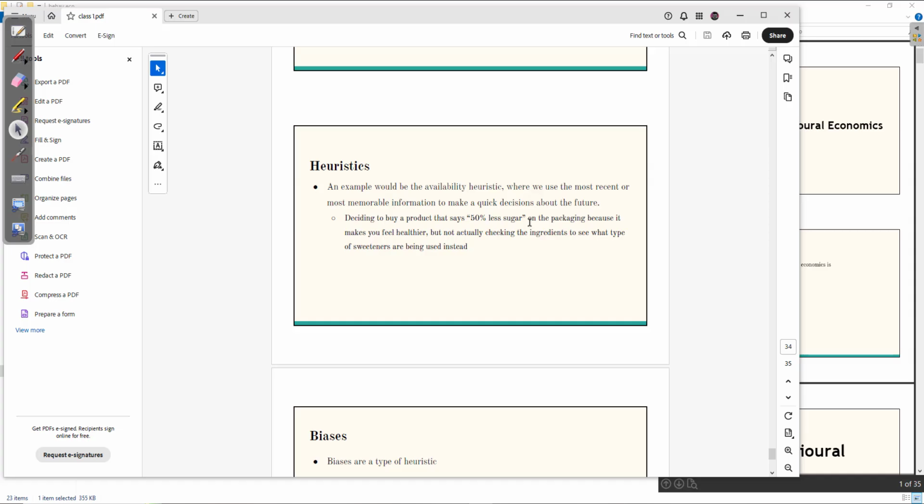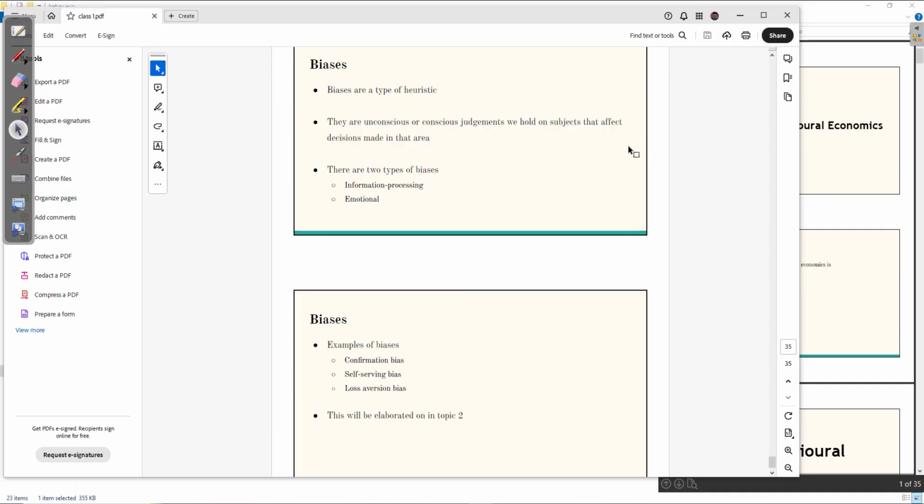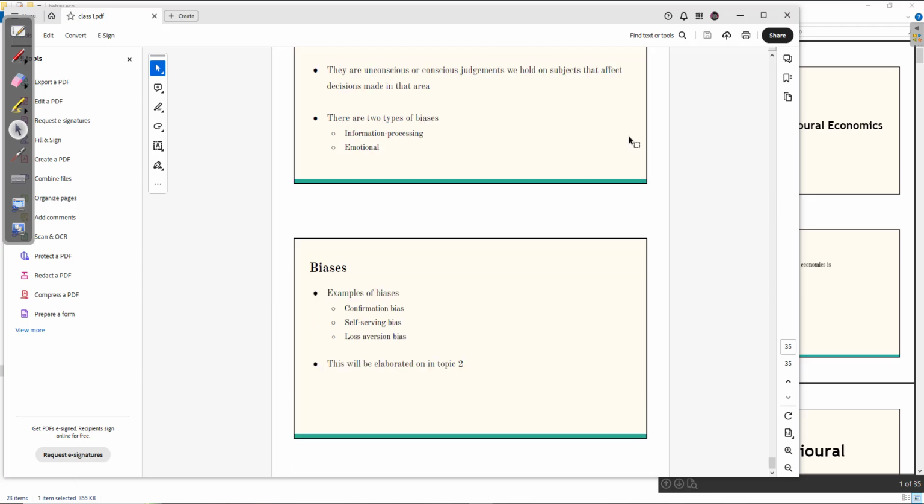What heuristics? I'm in a supermarket, I want to buy something, maybe I'm doing a quick shopping, I'm already late, I don't have that much time, so I just use these quick references. Biases are a type of heuristic. They are unconscious or conscious judgments we hold on subjects that affect decisions made in that particular area. There are two types of biases: information processing and emotional biases. Some examples of biases are loss aversion bias, self-serving bias, and confirmation bias.